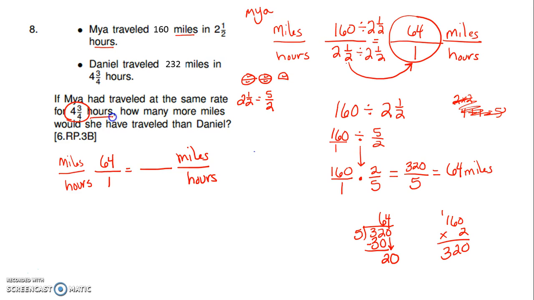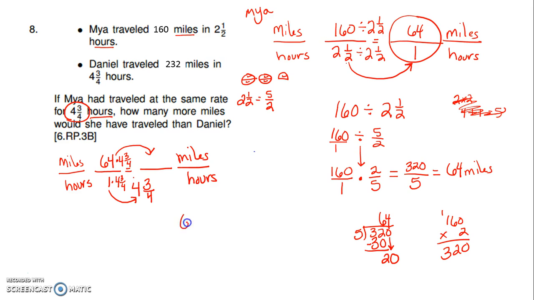Because that's hours, I put my 4 3/4 next to hours. So if she can go 64 miles in 1 hour, how many miles can she go in 4 3/4 hours? I look at the bottom and ask, how can I get from 1 to 4 3/4? I could multiply by 4 3/4. If I multiply the denominator by 4 3/4, I had better multiply the numerator by 4 3/4.